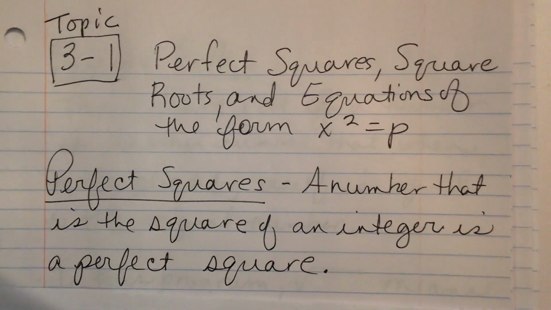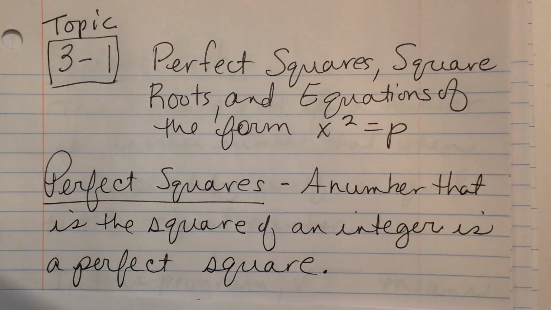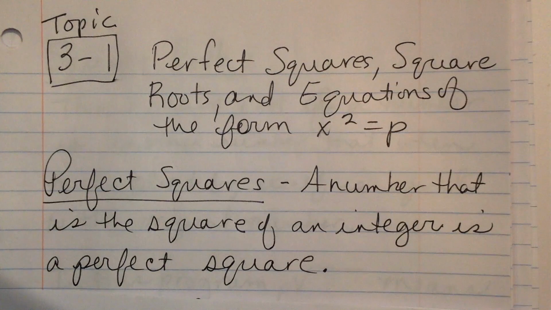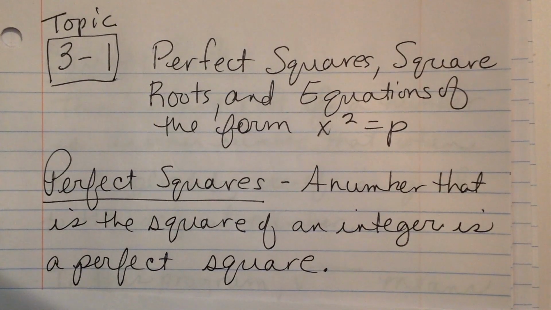Topic 3-1. Perfect squares, square roots, and equations of the form x squared equals p. Let's take down some definitions. Perfect squares. A number that is the square of an integer is a perfect square.